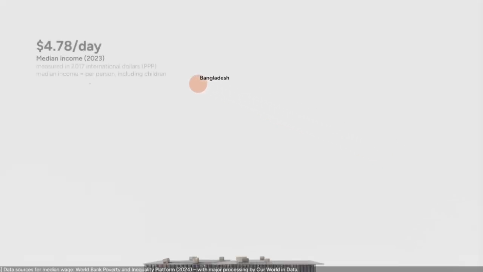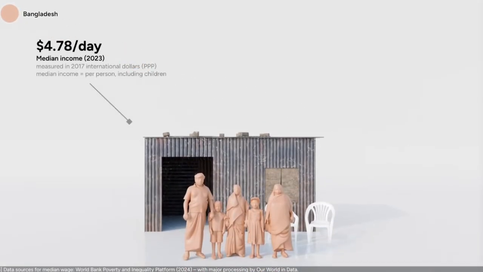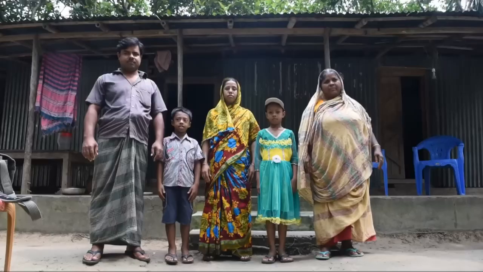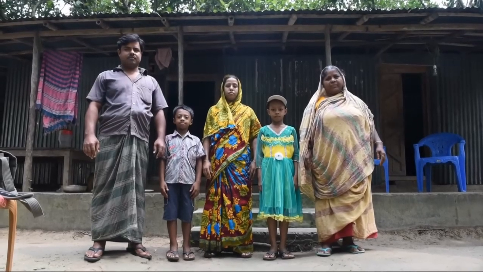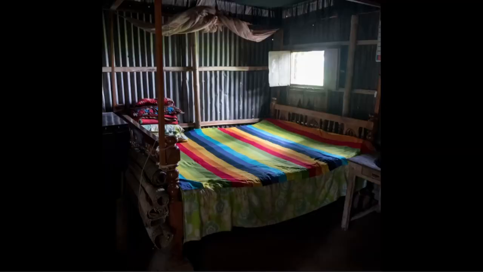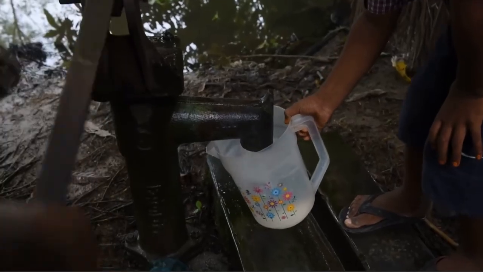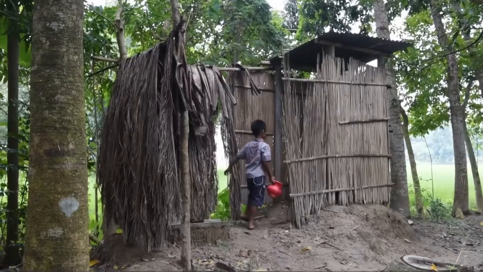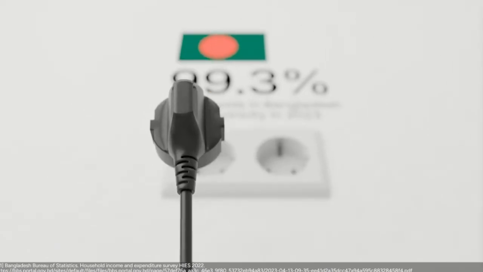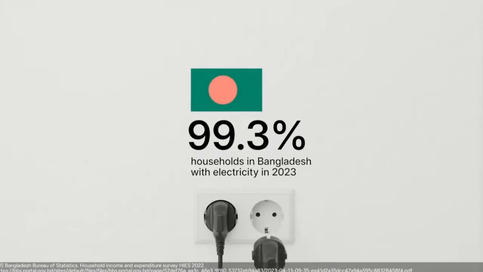The median income in Bangladesh is $4.78 per day. Each woman has an average of 2.3 children. This family has 5 people, and they live in a house with a metal roof. They have beds, they have access to a pipe well, which is how most people get their water in Bangladesh. They have a toilet and a place to wash their hands. They also have basic phones. Their house has electricity, like more than 99% of households in Bangladesh.